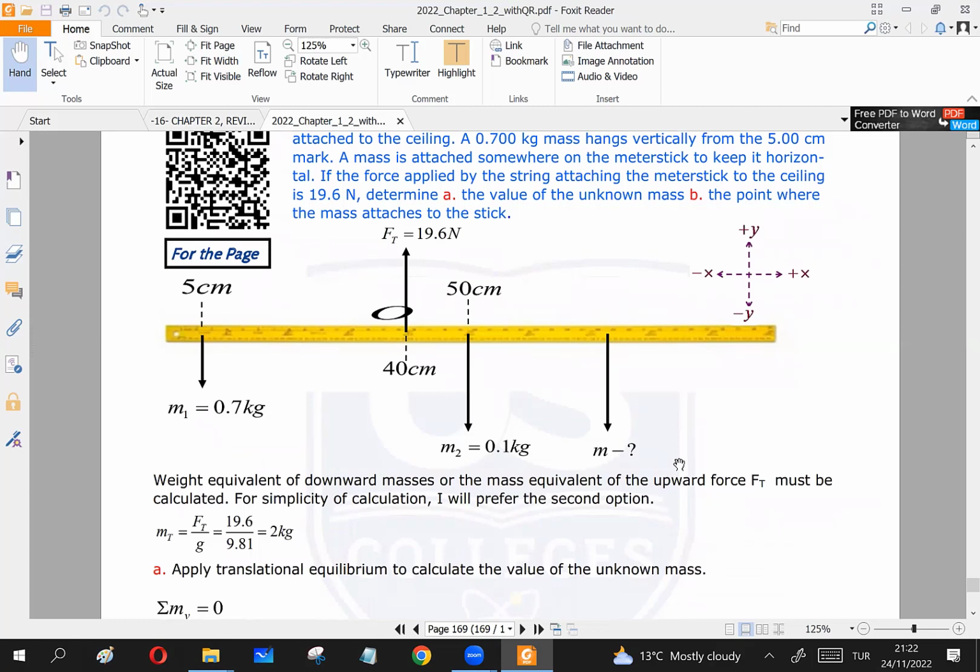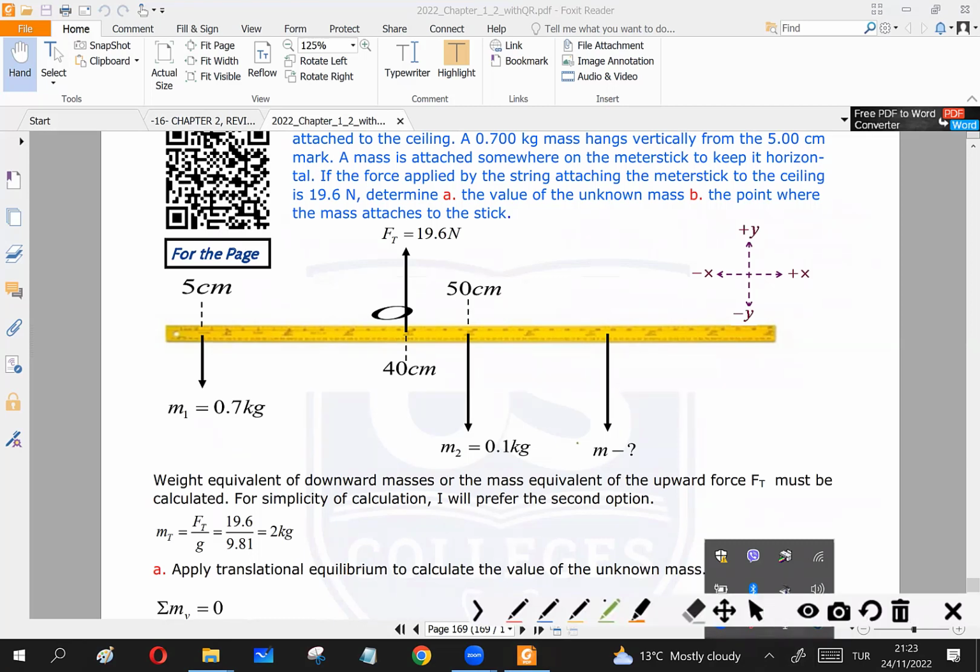the point where the mass is attached to the string. Yani, what is this? From how many centimeters you have to suspend this 1.2 kilogram mass. Yani, what is that point? How many centimeters? Of course, when you are calculating a length, you have to use rotational equilibrium. Yani, if you want to calculate a distance in an equilibrium problem, we cannot use translational equilibrium. We have to use rotational equilibrium.